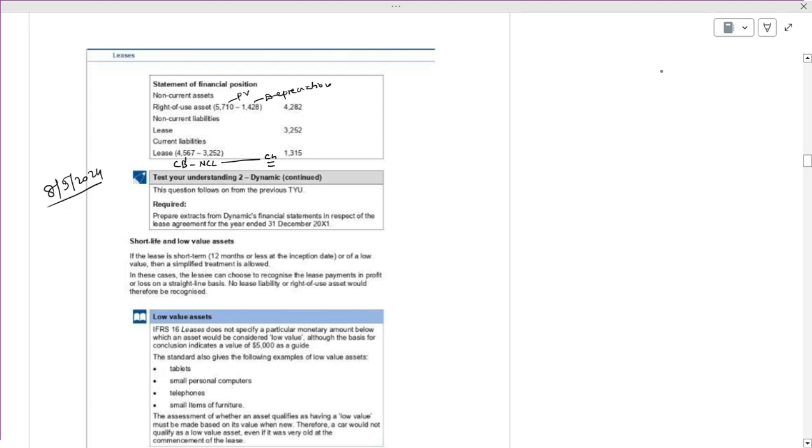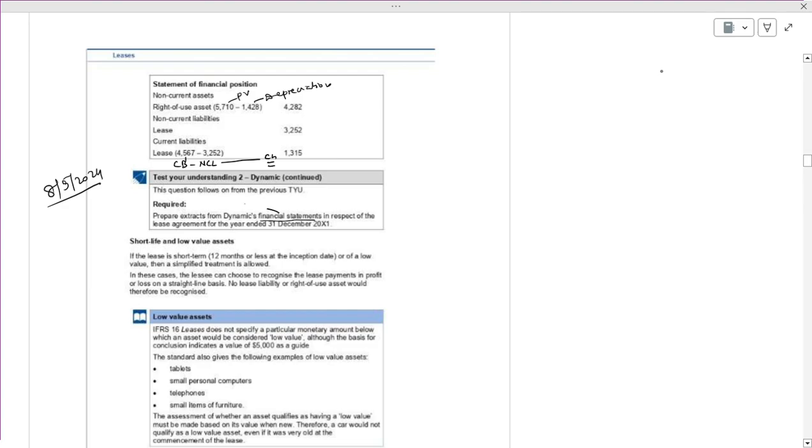Okay, what they are saying is that the question follows from the previous test your understanding. Prepare extracts of financial statements in respect to the lease agreement for the year ended 31st December 2000. They are asking about the financial statements. When they are talking about the financial statement, same thing.